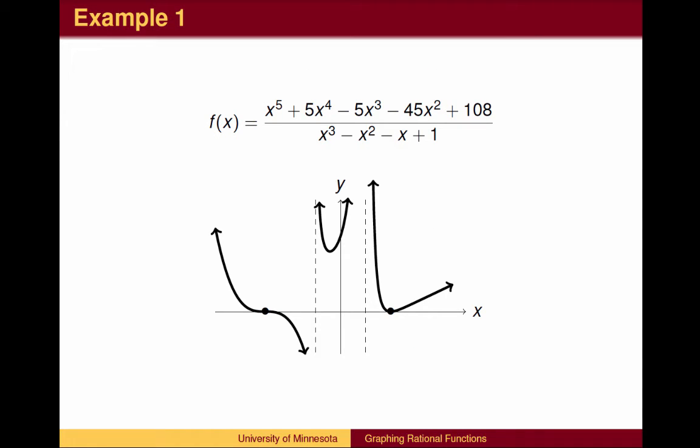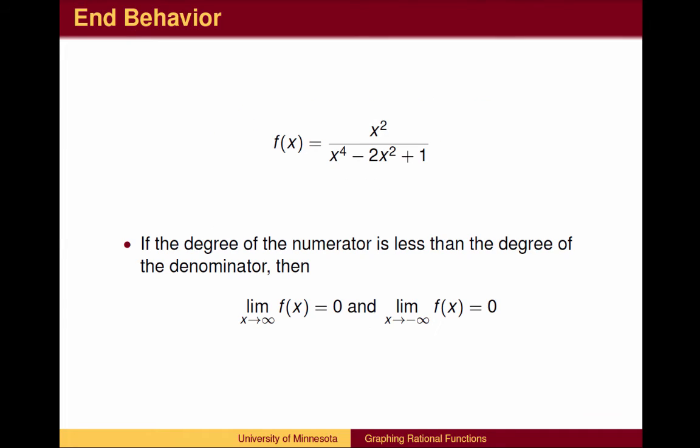Returning to the original example, if we look at f of x in expanded form, the leading terms are x to the 5th in the numerator and x cubed in the denominator. When x is large, f of x looks like x squared. Therefore, the end behavior should be the same as the end behavior of a parabola. That is, it should go up to the right and up to the left. End behavior of a rational function will follow one of the four main behavior patterns.